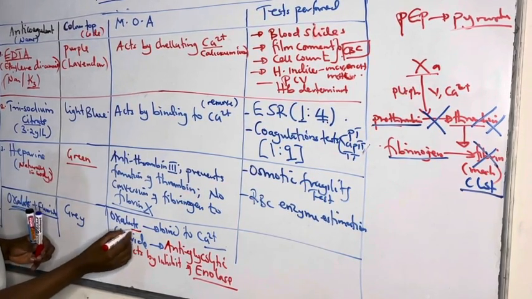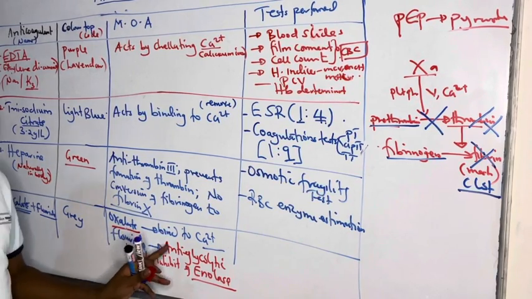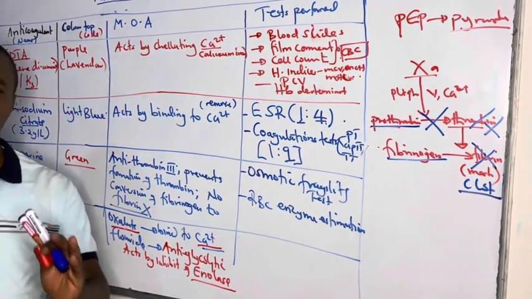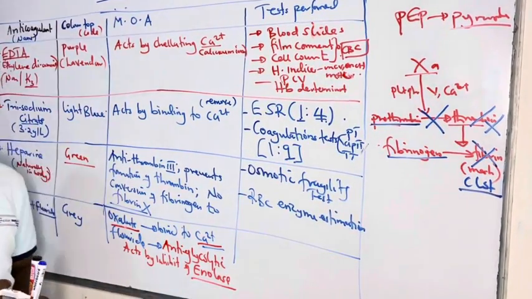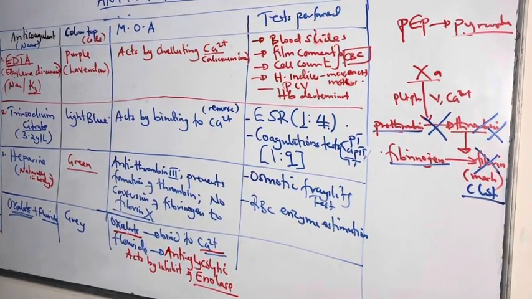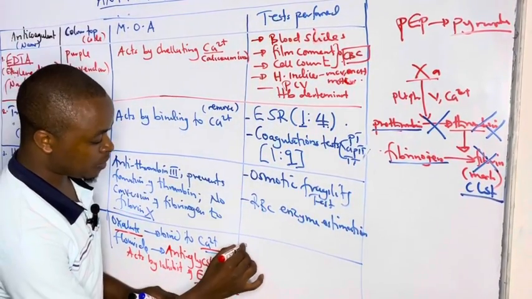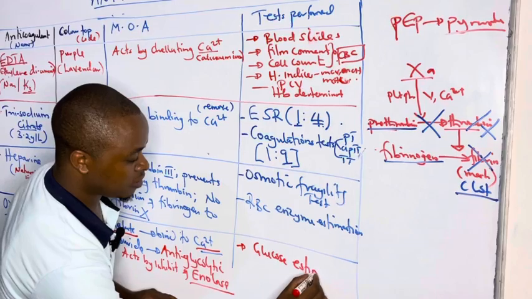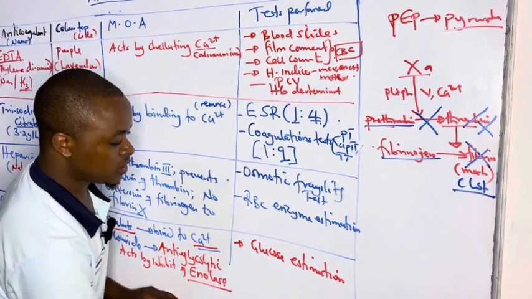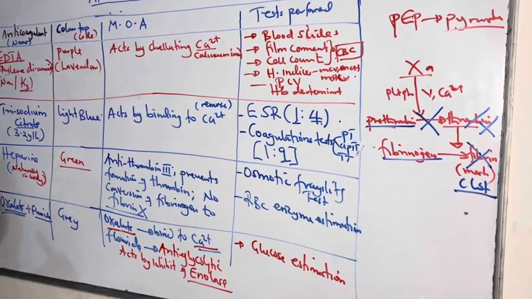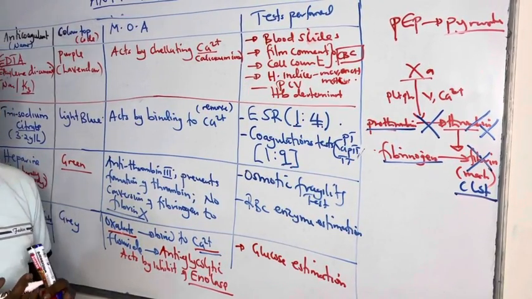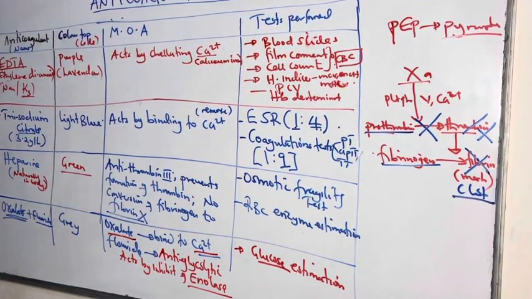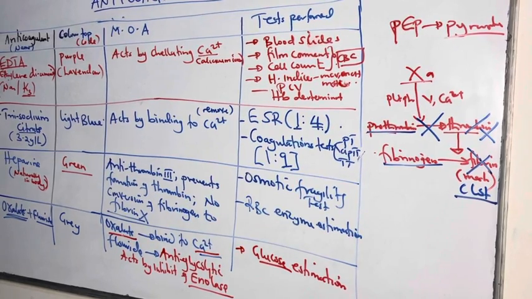Then the hematological part is that we are utilizing oxalates, which are combined in the fluoride bottle to bind calcium ions and stop clotting of blood, because we don't want the blood to clot. So they are used in combination, and the test performed is glucose estimation. Whenever we want to estimate glucose, we use sodium fluoride or fluoride oxalate bottles to preserve our glucose. So these are the major ones which we use in the laboratory.